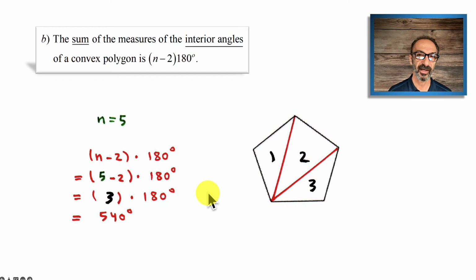For n equals 5, which is more interesting to look at, I have n minus 2 times 180, 5 minus 2, because n is 5, which is 3. 3 times 180 is 540. Now, why am I slowing down at 5 and showing you the triangles inside?